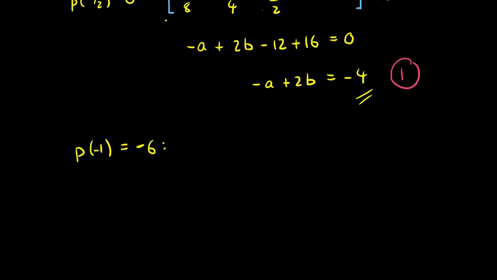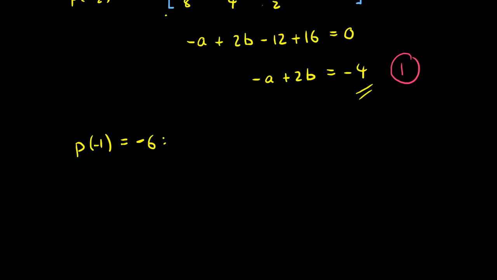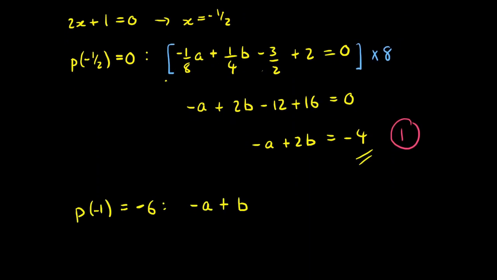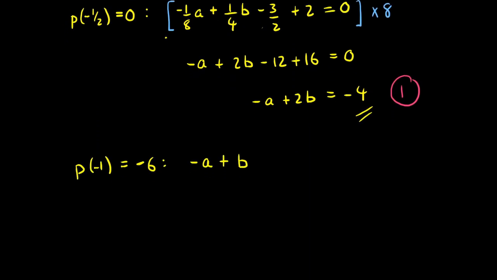So if I do all of that, I'm going to get a times by negative 1 cubed, which is going to be negative a, because negative times negative is a negative. Sorry, not negative a cubed, just negative a, beg your pardon. Plus b times by negative 1 squared, so that's going to be positive b. Plus 3 times by negative 1, so that's minus 3. And then plus 2 is going to equal negative 6.